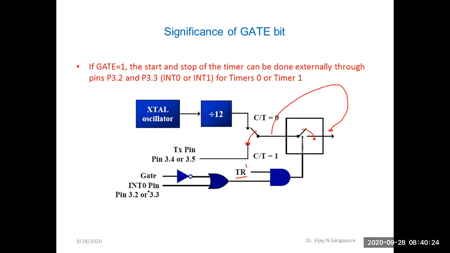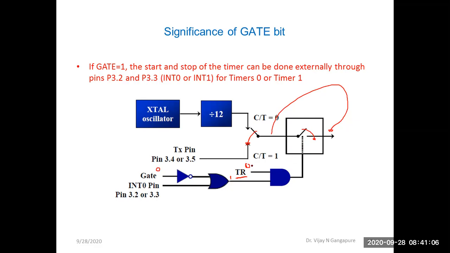This means timer 0 and timer 1 can be controlled from outside by using pins INT0 and INT1, which are interrupt pins: INT0 is external hardware interrupt 0, and INT1 is external hardware interrupt 1. Now if this gate bit is 0, the output of this OR gate will always be 1. This AND gate will then be controlled only by the TR0 or TR1 bit. If this bit is 0, the output of this AND gate will be 0, this switch will be off and the timer will be off.